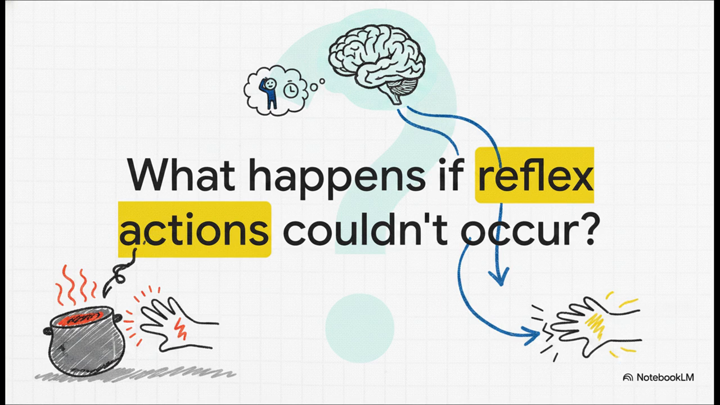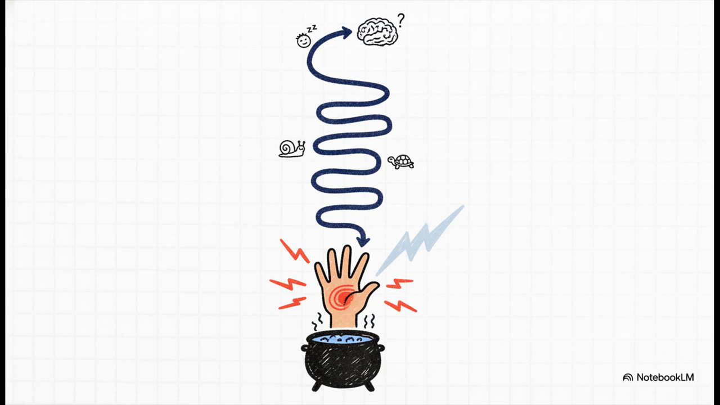Like what if every single time you touched a burning hot stove, that pain signal had to travel all the way up your arm into your conscious brain, wait for you to process the pain, decide what to do, and then send a command all the way back down? Well, the answer is pretty terrifying.